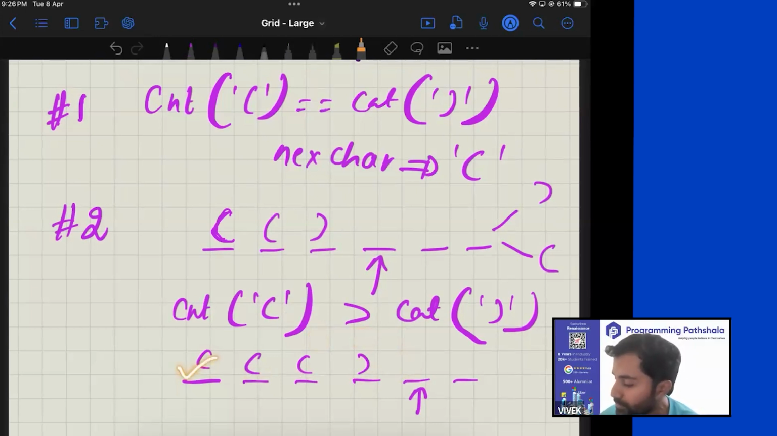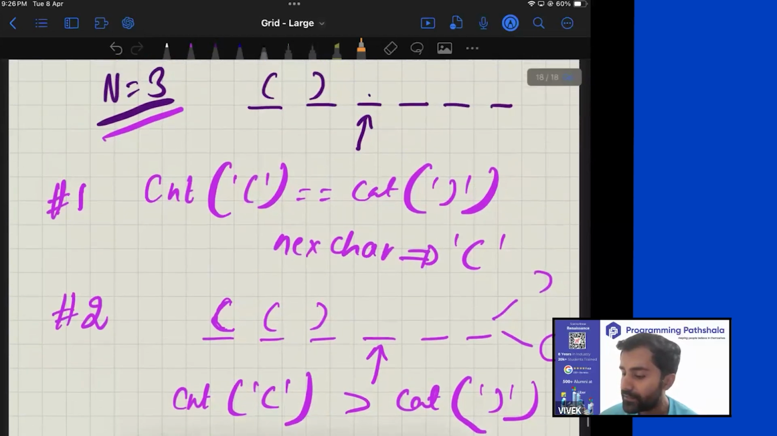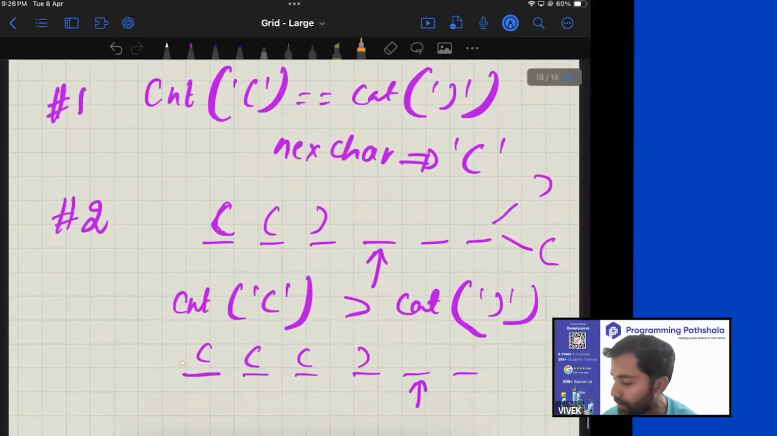Why? Because you have used up all your opening braces. You just had 3 opening braces, right? And if you have used them all, the next one cannot be another opening brace. So I will break this thing down into two parts.